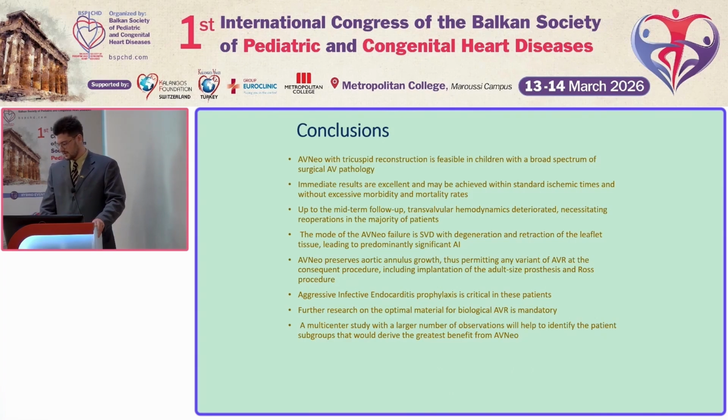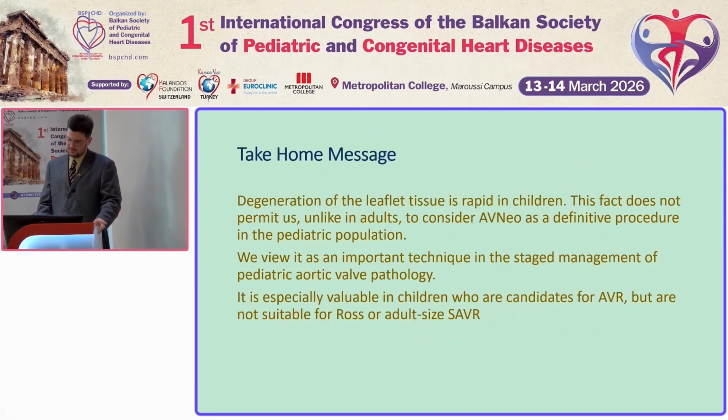Although it may be a feasible option if the Ross procedure is not available, either due to limitations of the surgical team, the absence of a bank for homografts, or inability to do the Ross procedure in general. And the degeneration of the leaflet tissue is rapid in children, and although 73 months is quite a good follow-up and it gives time for further operations, it must be considered very closely.